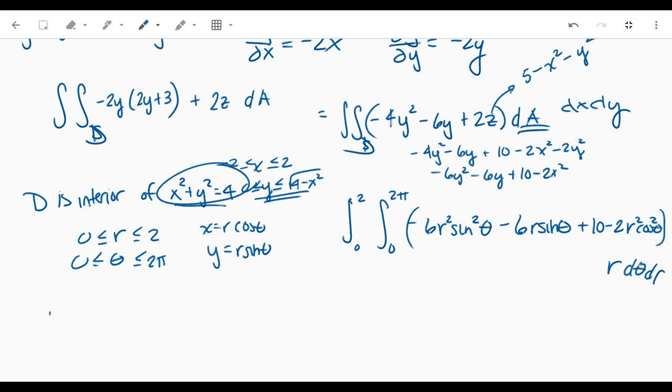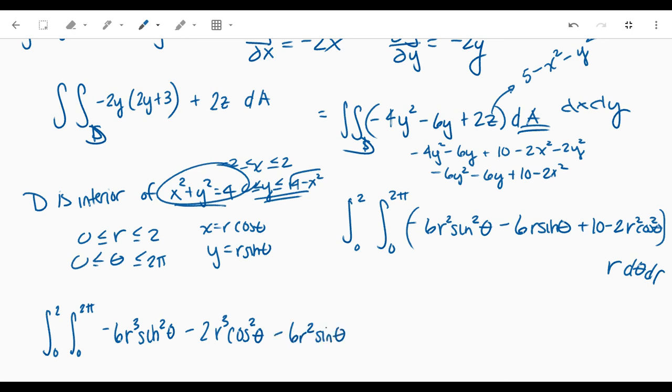Okay. So we'd have your integral, again, 0 to 2, 0 to 2 pi. And distribute that r. So negative 6 r cubed sine squared theta minus 2 r cubed cosine squared theta minus 6 r squared sine theta plus 10r dr d theta.